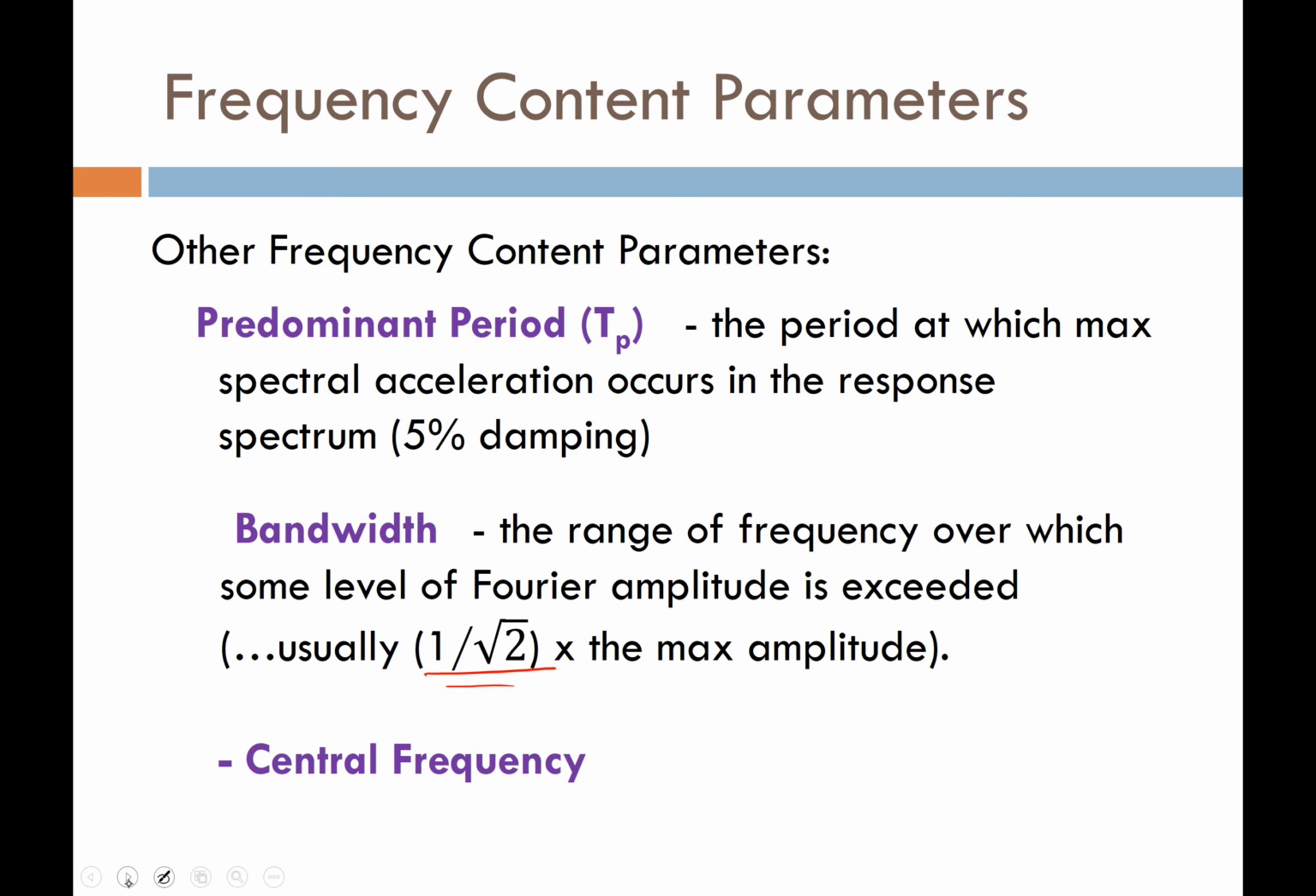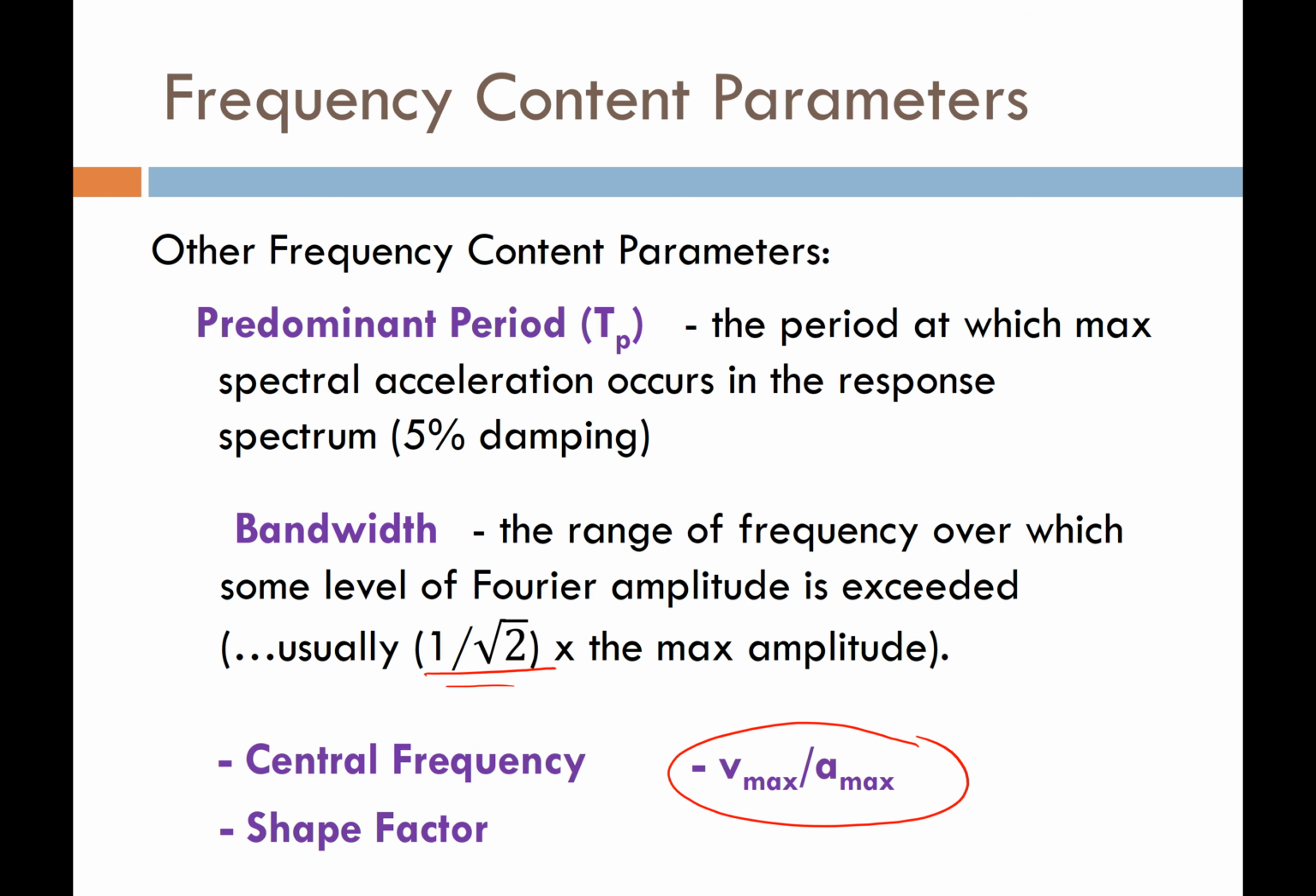There's also the central frequency and the shape factor. This one is actually quite heavily used. It's the maximum or the peak ground velocity divided by the peak ground acceleration. If you do the units on this, what you end up getting is units of time, I believe, like a period. And so you can see how this would relate to frequency content. Then you have the mean period.